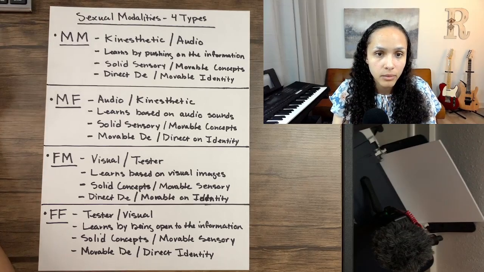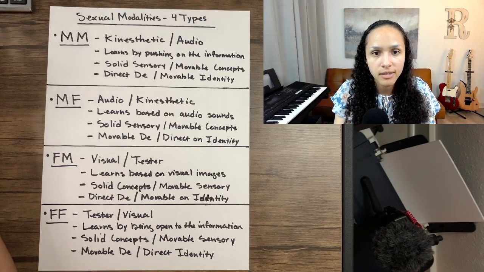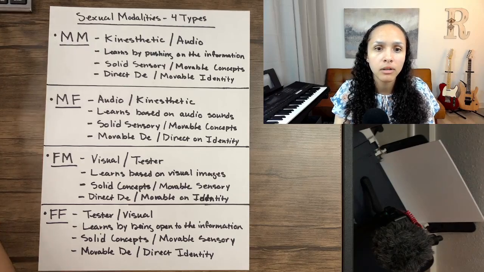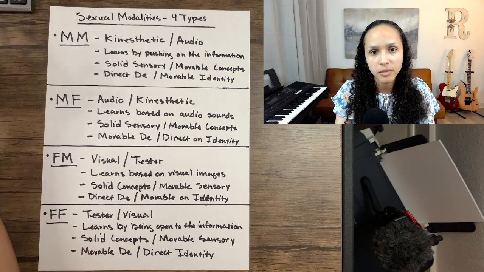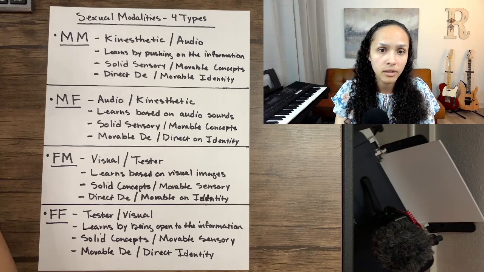Then we've got feminine, masculine. We've got our FM type, and they are primarily visual learners with tester as a secondary modality. What that looks like is they learn based on visual images. They just have a very good visual memory, I would say. I don't know that memory is the right word, but it is memory related. They're just visual people and learn well with visuals, so it's beyond just memory. But yeah, they are solid on their concepts.